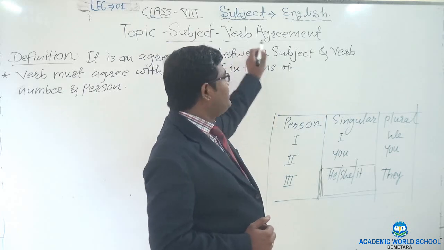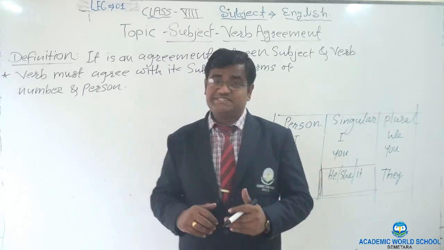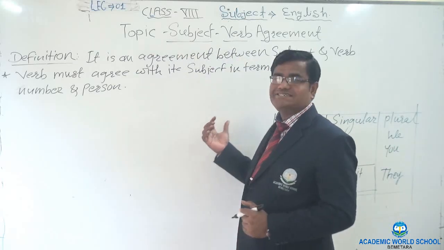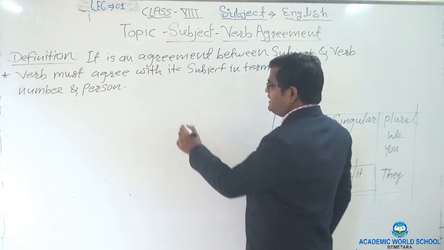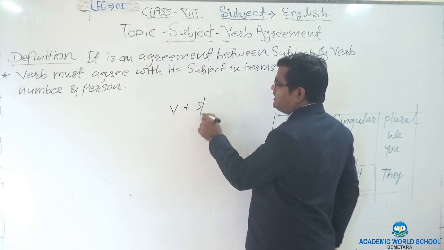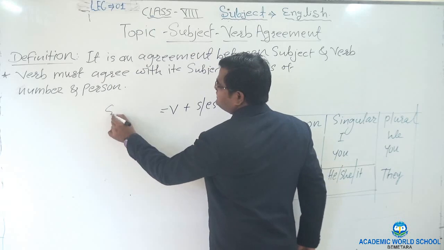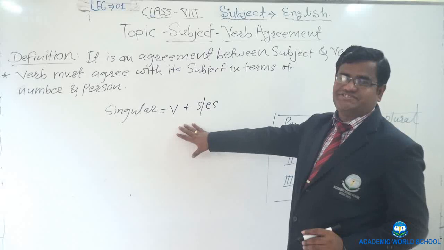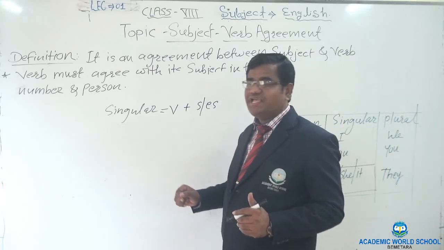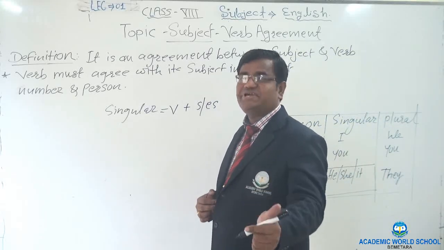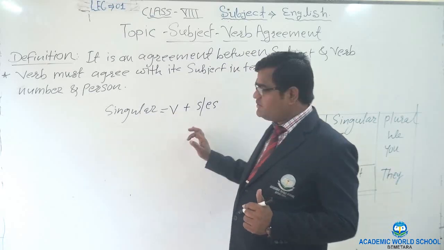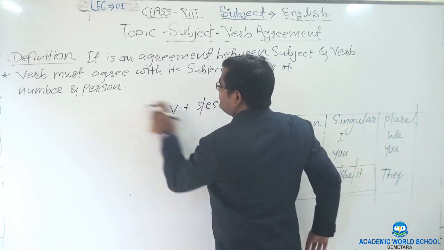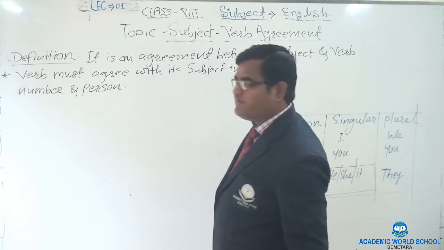Now let's see the verb. Do we have the verb also in singular and plural form? Definitely. But in English, the rule is like that: whenever any verb takes S or ES, then it becomes singular. The rule is just against nouns, because in nouns, when it takes S or ES, it becomes plural. But in verbs, when it takes S or ES, it becomes singular. So let's see the rules of subject-verb agreement.